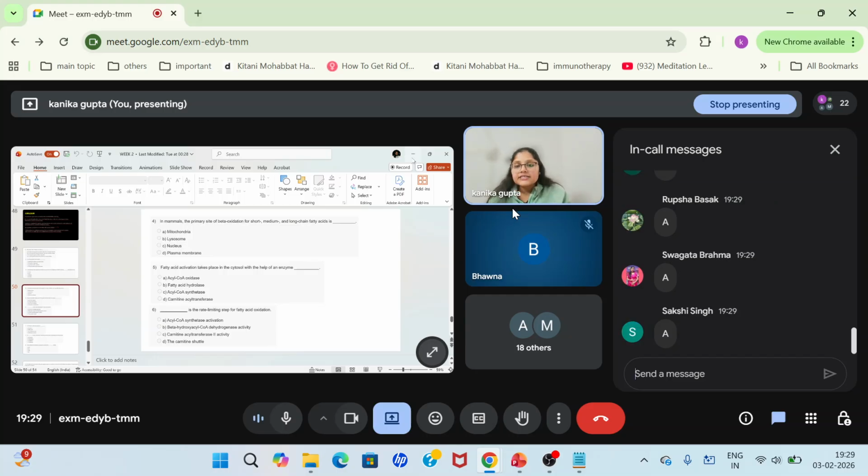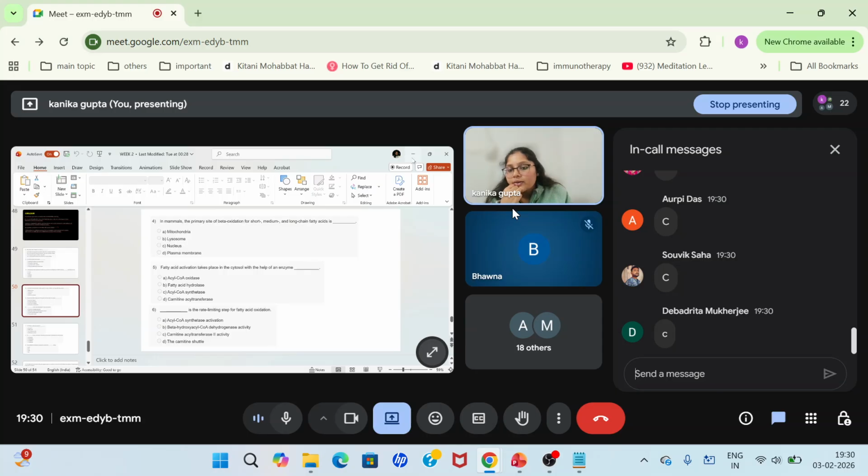Yes, the answer is mitochondria. Next question. Fatty acid activation takes place in the cytosol with the help of an enzyme. What enzyme? Fatty acid activation we are talking about here. Exactly, it is acyl coenzyme A synthetase.